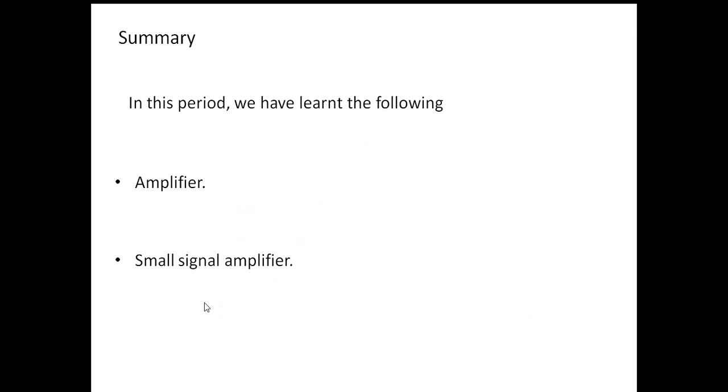Okay, from these four, we can summarize the classification of amplifiers based on period of conduction. Class A, the period of conduction is 360 degrees. Class B, the period of conduction is only 180 degrees, half of the input signal. Class AB, the period of conduction is greater than 180 and less than 360 degrees. Whereas class C, the period of conduction is less than 90 degrees only.